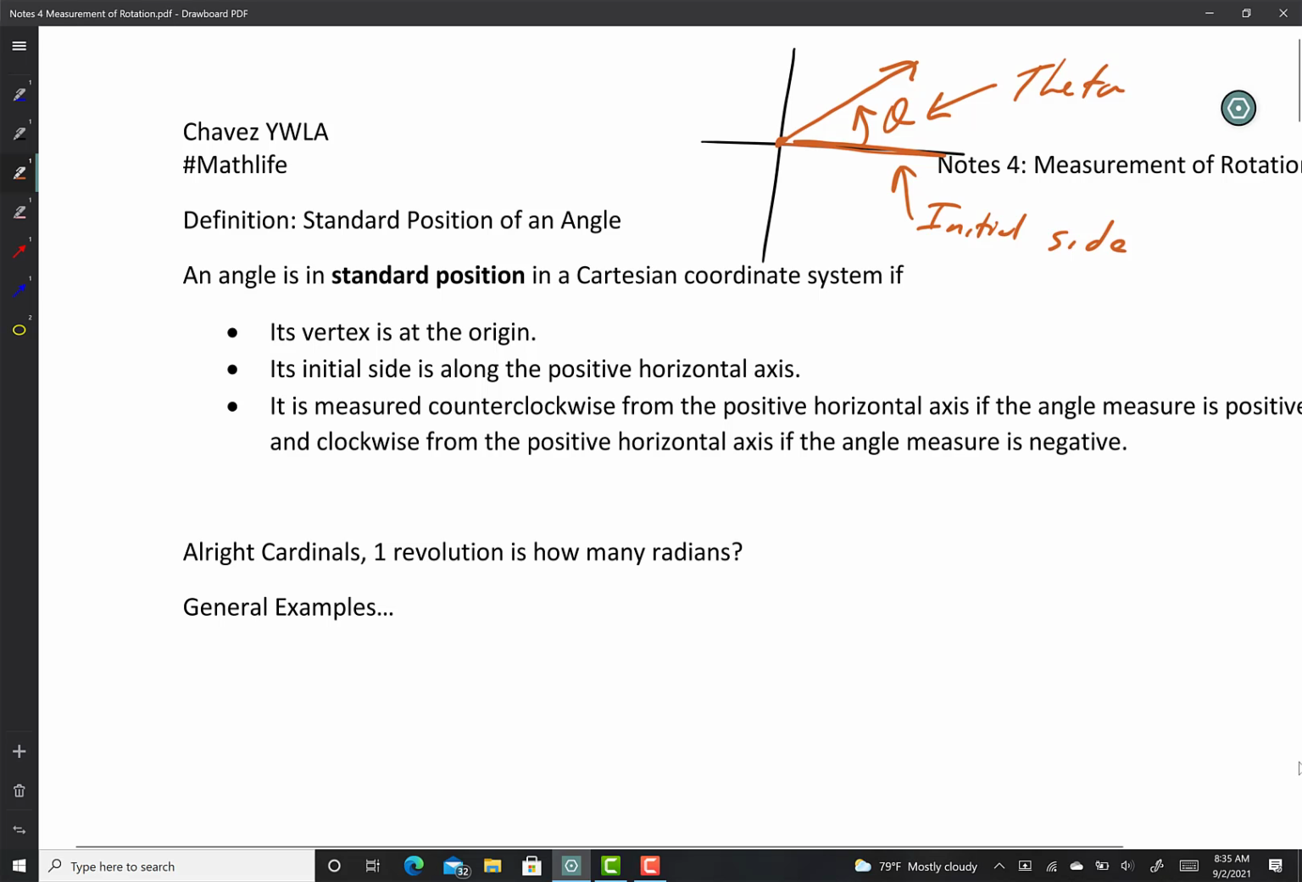Now, one revolution is how many degrees? 360 degrees, guys. So one revolution is 360. Does anyone ever wonder where that 360 number came from? Did someone just make it up? Okay, it was kind of, not really.